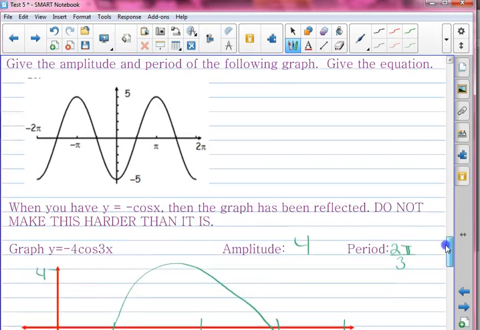I'm going to do this one now. This one, the period is 2 pi. It takes 2 pi to start and finish. So the period is 2 pi.